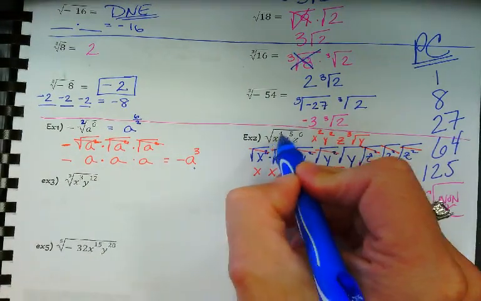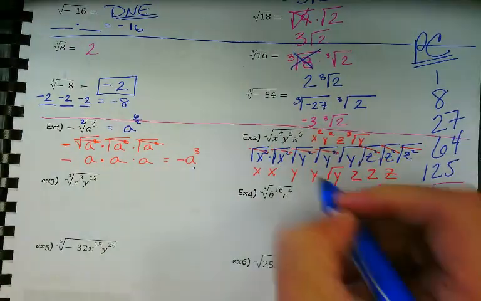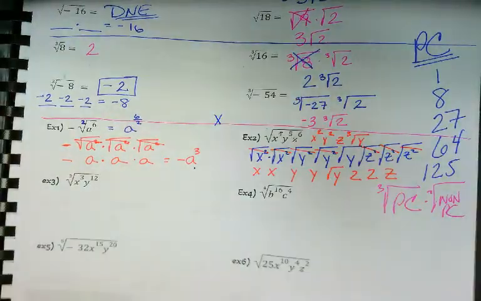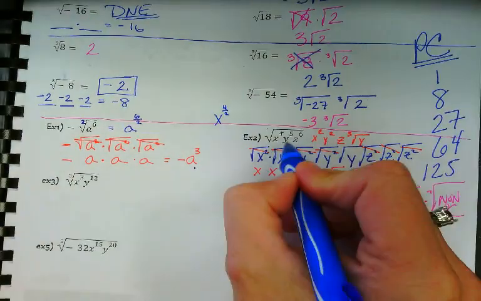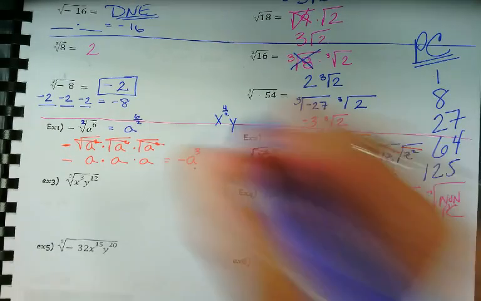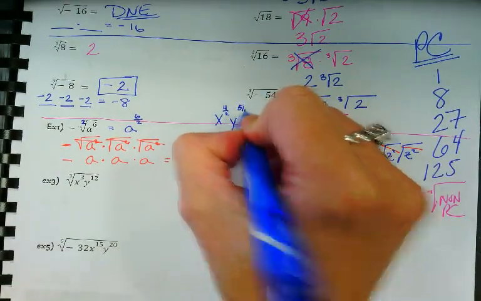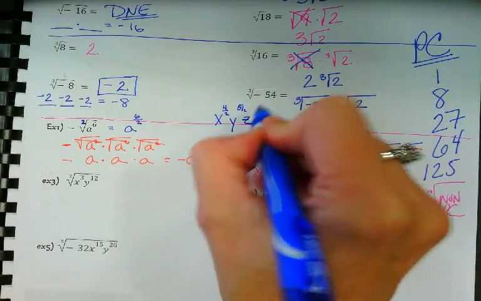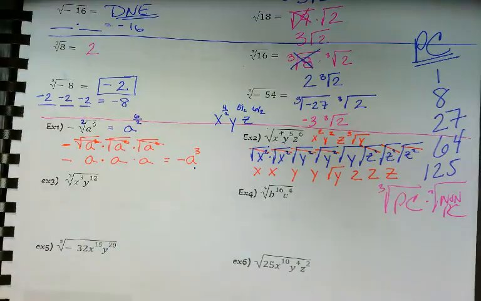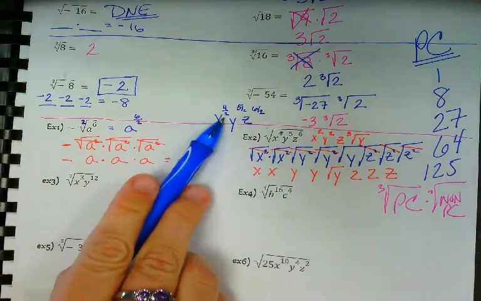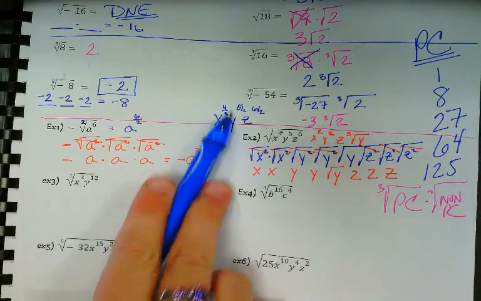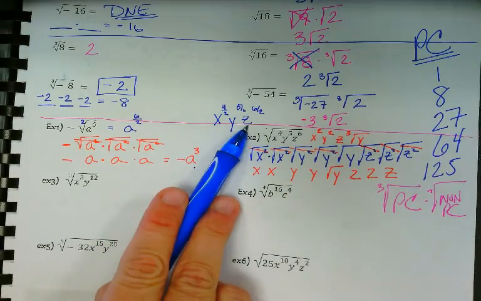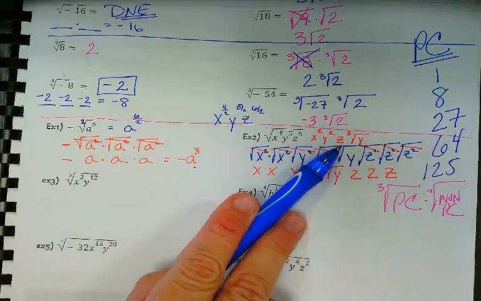Try this one. I have the square root of x to the 4th, so I can rewrite that as x to the what power? 4 over 2. Then this should be y to the 5 over 2, and z to the 6 over 2. So in theory, 4 divided by 2 is 2. I should get x squared, which I did. I'm going to skip the y's for a second. 6 divided by 2 is 3, which I got, z cubed.